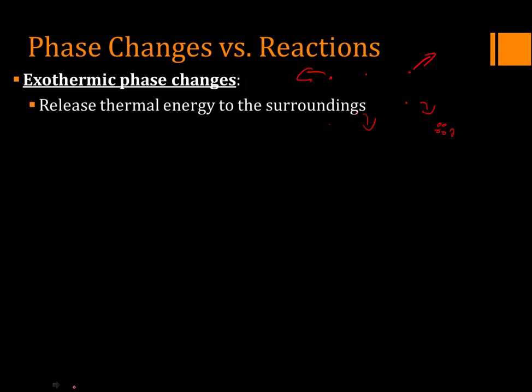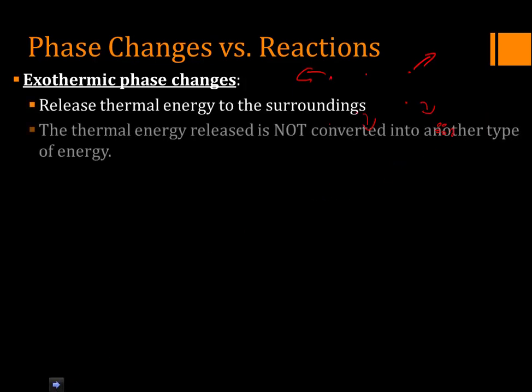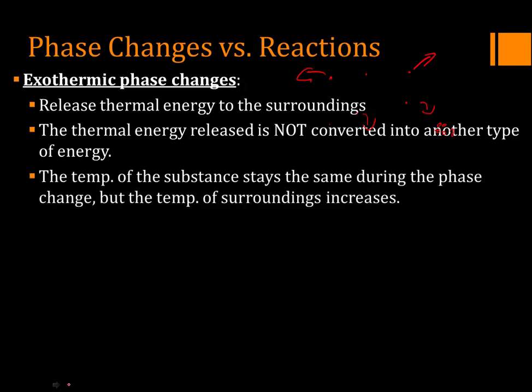So in an exothermic phase change, thermal energy is released to the surroundings, but it is not changed into any other type of energy. It's just a physical change. We're not getting anything new. So the temperature of the substance during the phase change itself remains constant. But because it's releasing thermal energy to its surroundings, the surroundings are going to get warmer. Freezing, condensing, and deposition are all examples of exothermic phase changes.